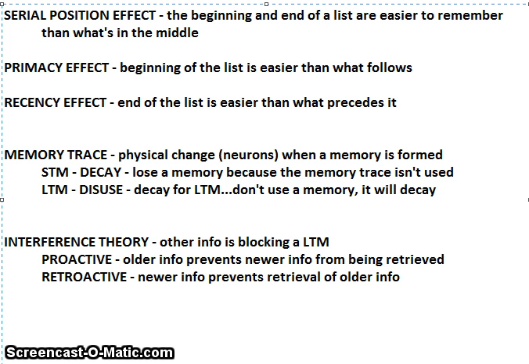So this is also going to affect what you can remember. So memory traces, the physical change in your brain and the decay of it affects your ability to remember. Interference, it is either older information or newer information that is preventing retrieval of it. And what you remember in the first place, the end is the easiest, the beginning is the easiest, beginning and end are always easier than the middle.